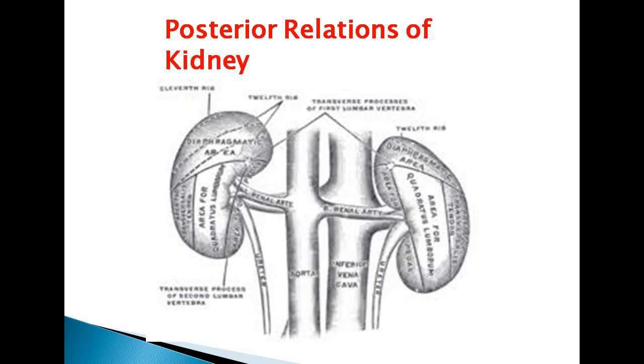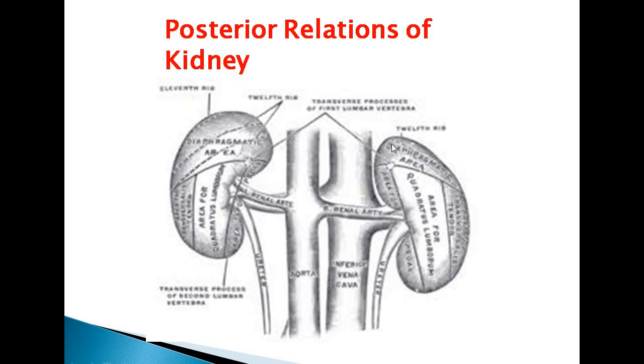The posterior relations of the kidneys are common to both kidneys. The only difference is that as the right kidney is located somewhat at a lower level as compared to the left one, posteriorly only the 12th rib is present in relation. This is the right kidney and this one is the left kidney, exposed from the back side. So this is the view. This one is the right one and this is the left kidney.